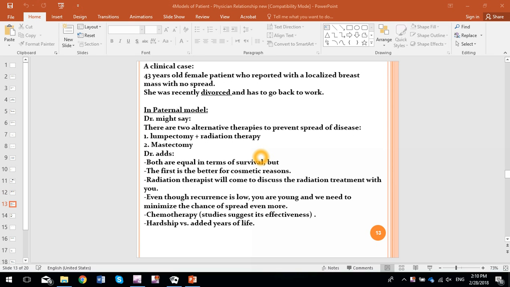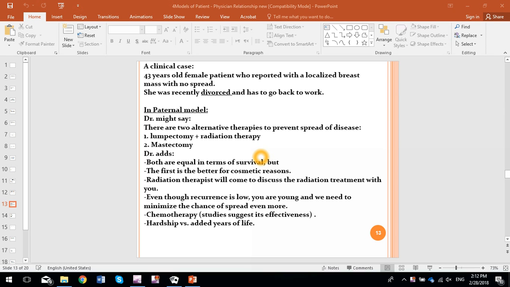Now, to make the models clearer, we try to compare them on this clinical case. As you can see, this clinical case is a 43-year-old female who reported with a localized breast mass with no spread, no axillary lymph nodes involved. This localized breast mass was diagnosed as cancer, but still in the localized stage. Added to this is the social history of the patient: she is recently divorced, which means she is not economically supported, and she has to go back to work to support herself economically. So this is a lady, 43 years old, recently divorced, who has to work, and she has a breast mass that is localized.